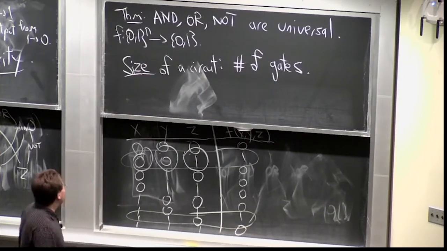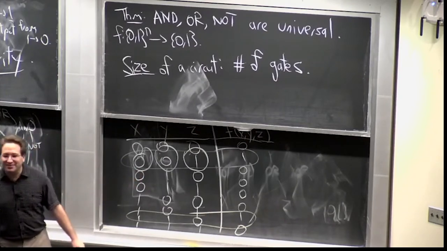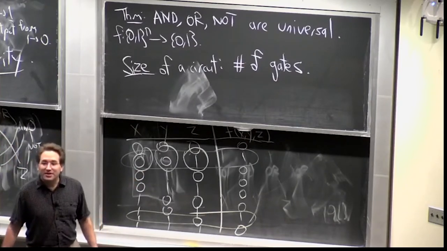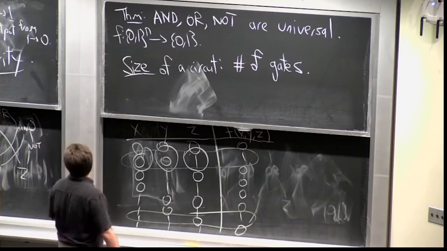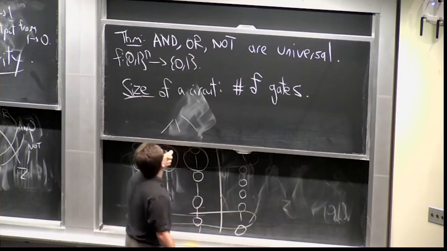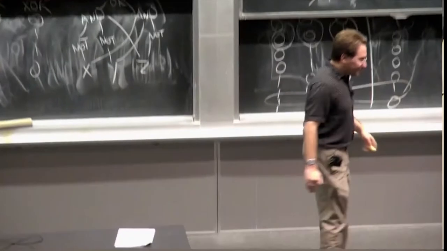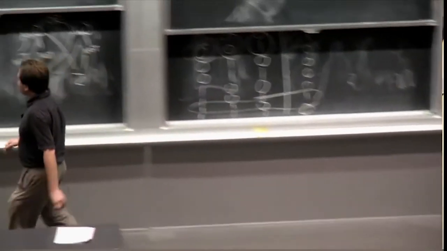Well, so we want to know the dependence on N, right? So what can we say? What's going to concern us is asymptotics.